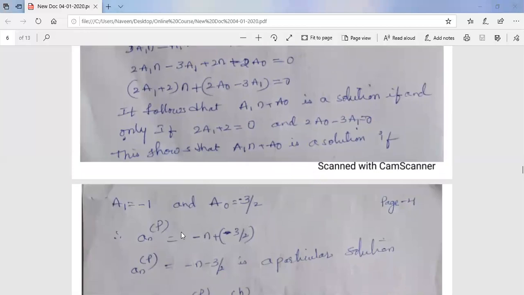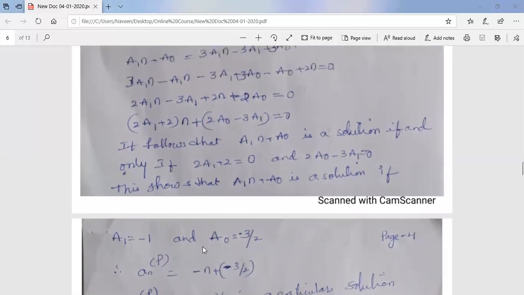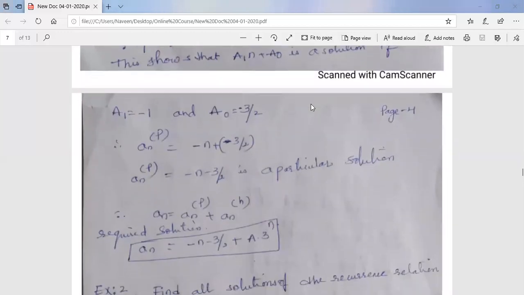Whatever we considered as the particular solution, we have taken a_n as a1n plus a0. Now we got the values of a1 and a0. Substitute here, a1 is minus 1 and a0 is minus 3 by 2. By substituting the a1 and a0 values, we got this particular solution, that is minus n minus 3 by 2 is a particular solution. And we already calculated the homogeneous solution.